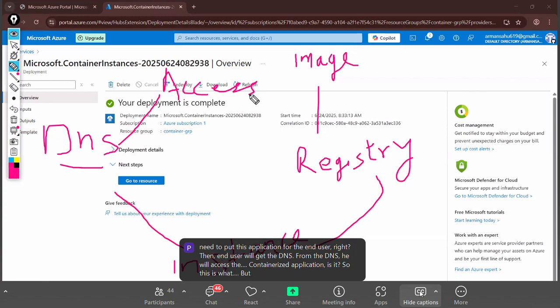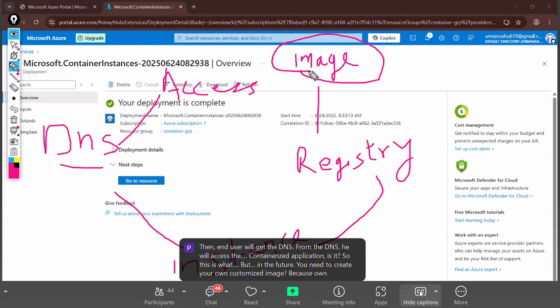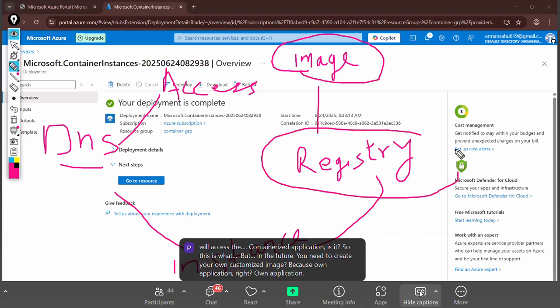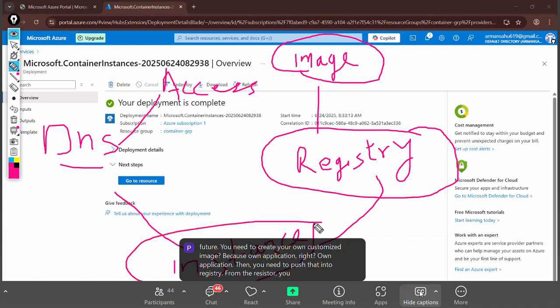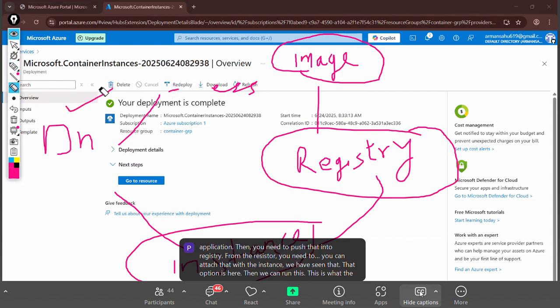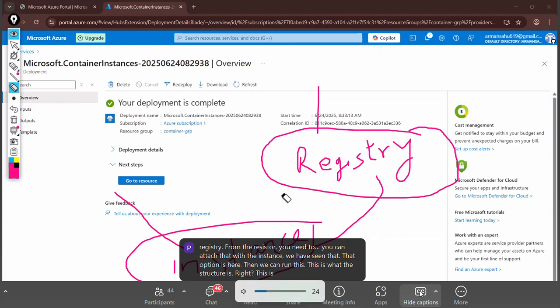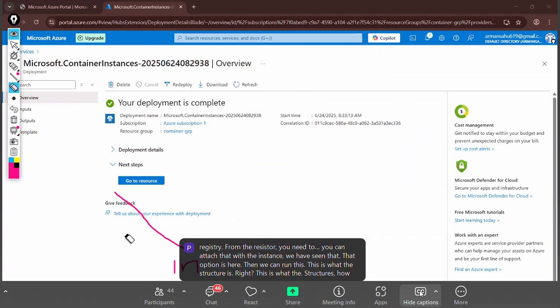But in the future, you need to create your own customized image because it is your own application, right? Then you need to push that into the registry. From the registry, you can attach that with the instance. We have seen that option is here. Then we can run this. This is what the structure is, right? How you are going to give access to the end user here.